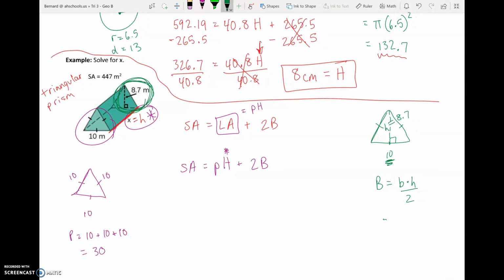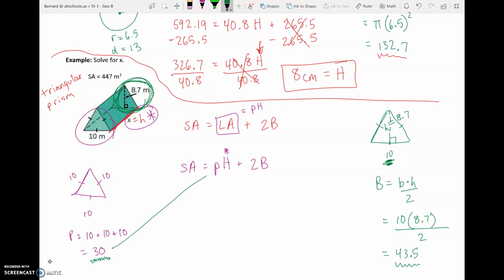And so big B is going to be base, which is 10. That's the base of our triangle, times the height of our triangle, which was told to us as 8.7, and then divided by 2. And 10 times 8.7 divided by 2 is going to be 43.5. So here's big B, 43.5. Here's P, which is 30.